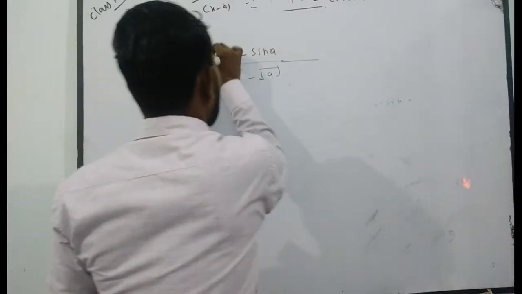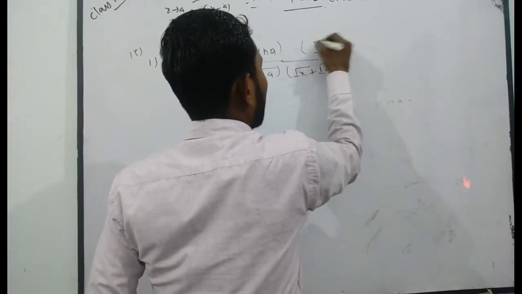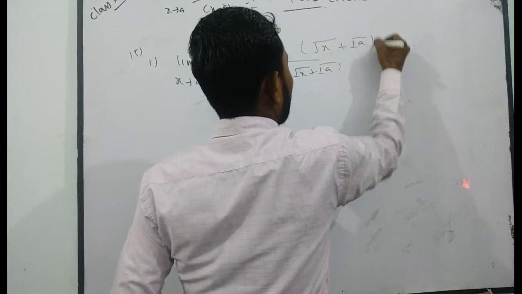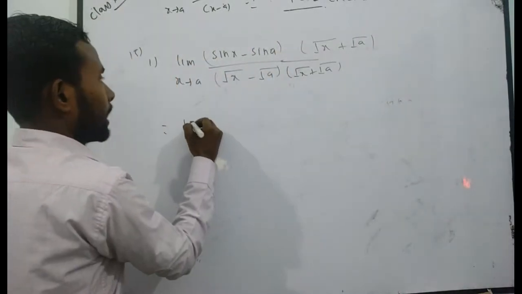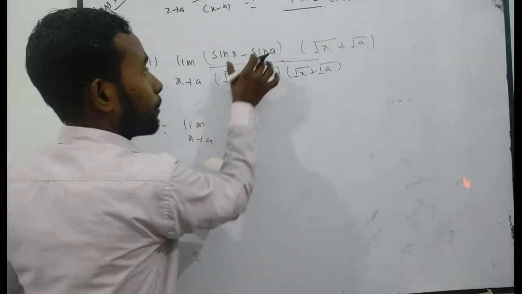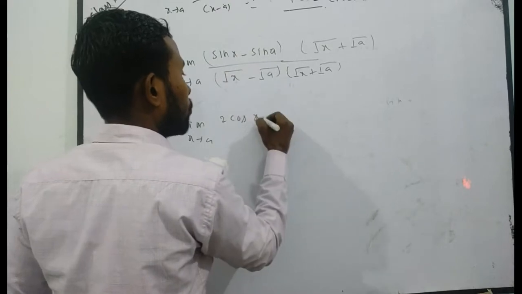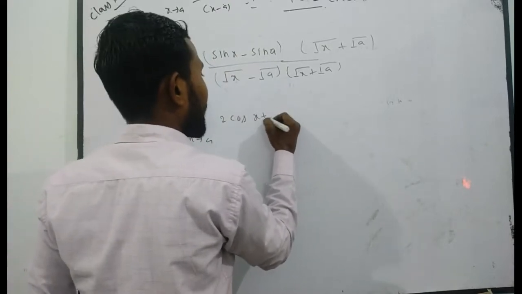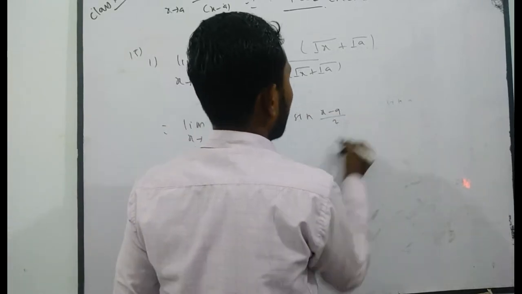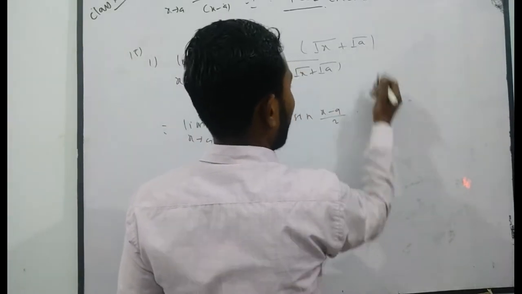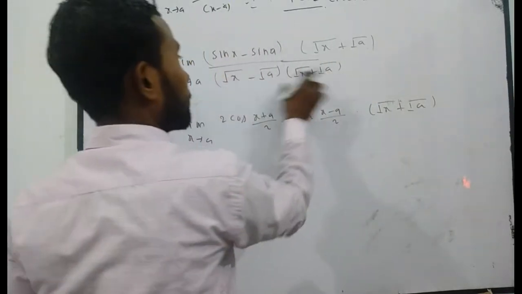Firstly, as you know, you have to rationalize it by multiplying by its conjugate. Now it will be limit x tends to a. Now you have to apply sin c minus sin d. What will be the formula of sin c minus sin d? It is equal to 2 cos((c plus d)/2) into sin((c minus d)/2), into root x plus root a, and in the denominator (a plus b) into (a minus b).